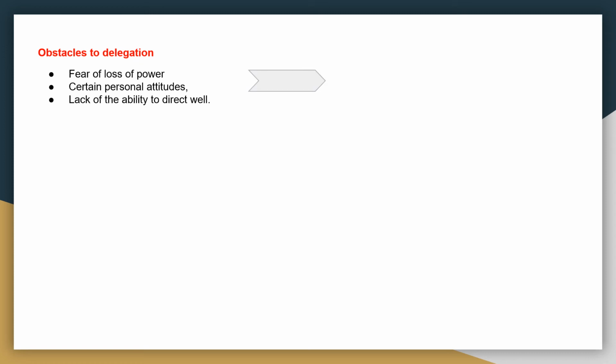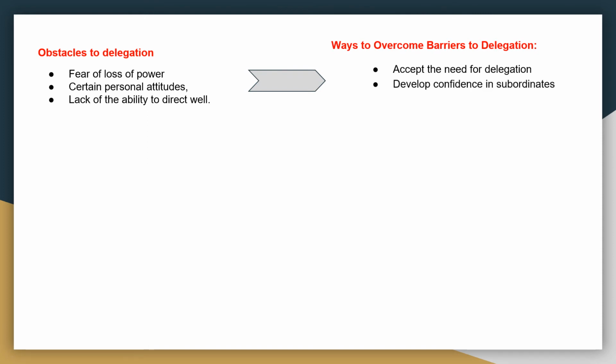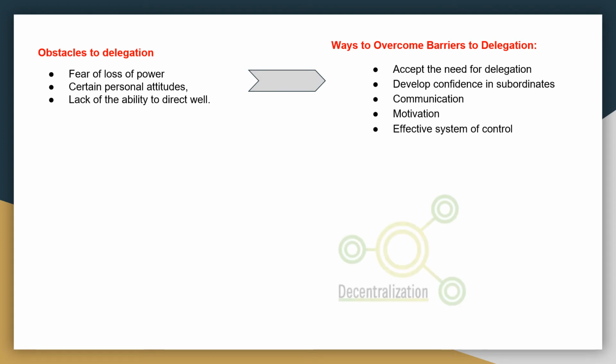Ways to overcome barriers to delegation. The first one is accept the need for delegation. The second one is develop confidence in subordinates. The third one is communication. The fourth one is motivation. And last but not the least is an effective system of control.